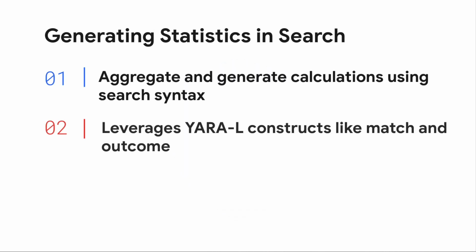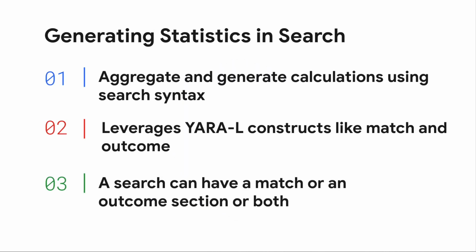Google SecOps has expanded the search functionality to perform statistical search that can aggregate results on common values and generate calculations, like a count for users. Statistical search uses YARA-L constructs for this syntax, with a match section used for aggregations and outcome section used for calculations. Additional sections like order and limit are available for sorting and outputting a fixed number of results. Finally, it's worth remembering that a statistical search can have a match section, an outcome section, or both, depending on the type of search being built.